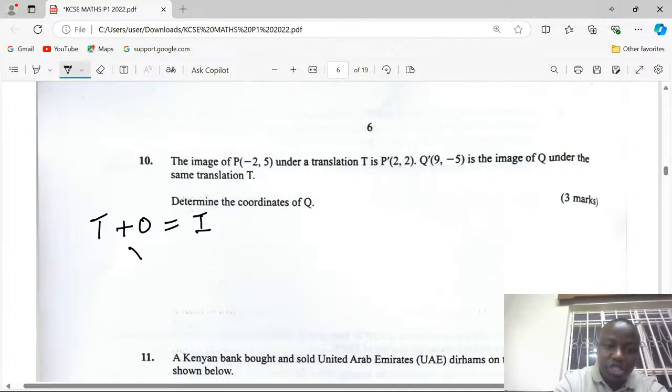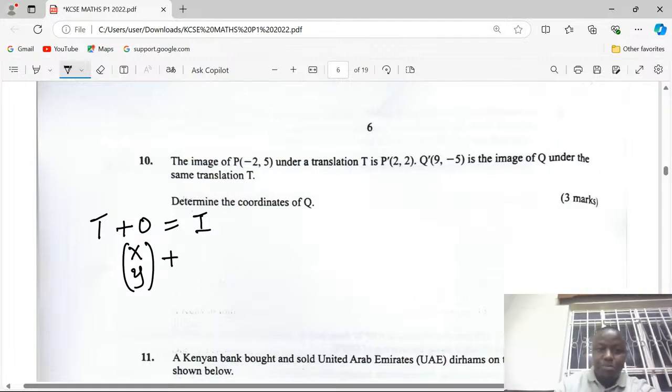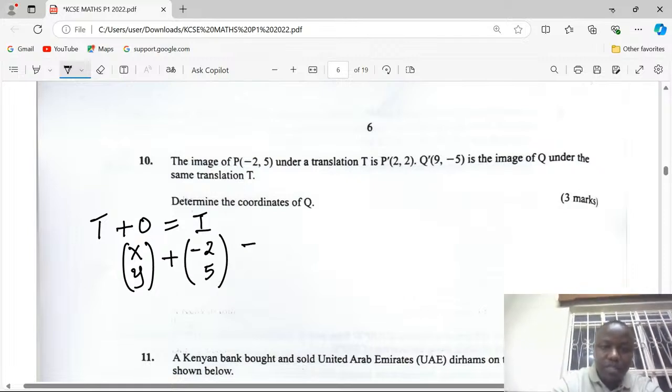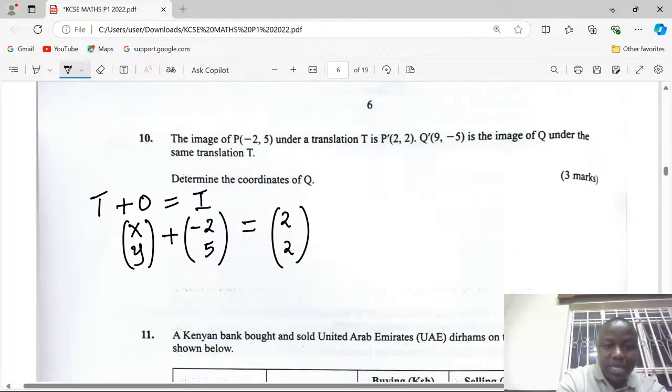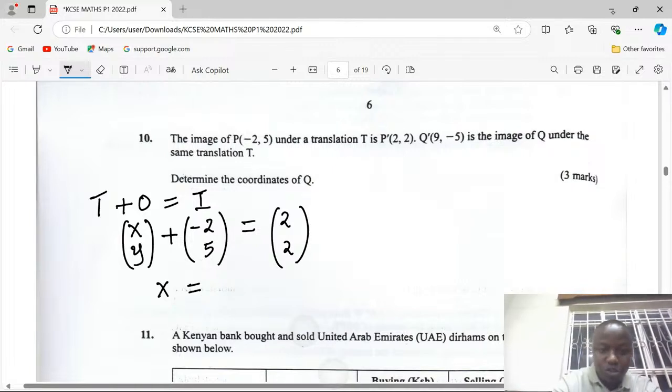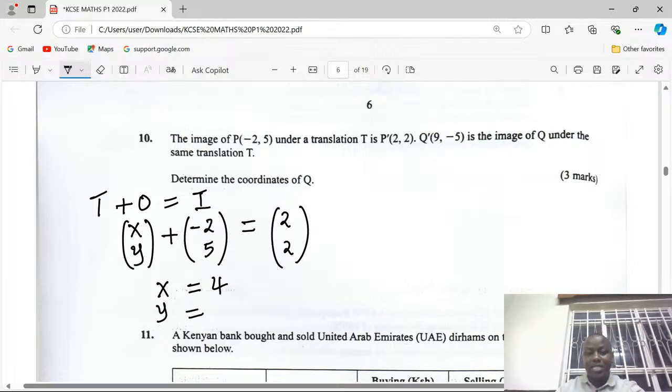So the translation vector is x, y, unknown, plus, now the object is P, which we'll write as a column vector, 2, 5. This is supposed to give us 2, 2. So at this point now, using the x components, to remain with x, we need to take 2 to the other side, whereby it will be added. That will be 4. To get y, we need to take 5 to the other side, such that we have 2 minus 5, -3. So the translation vector is 4, -3.